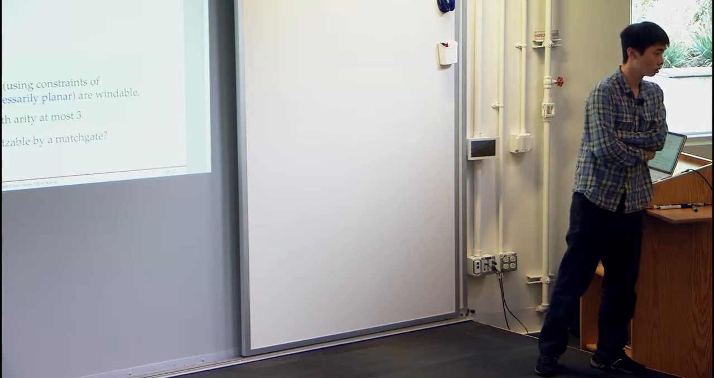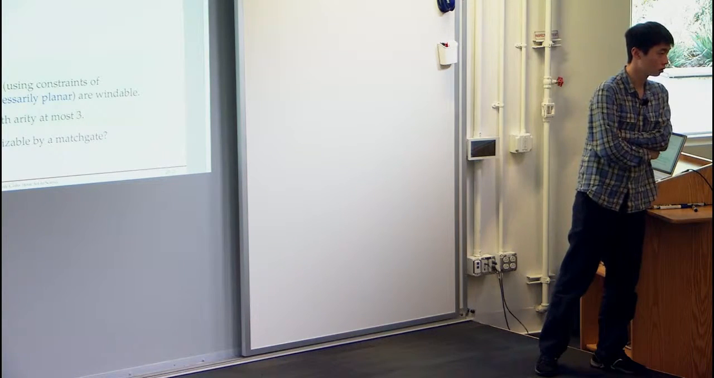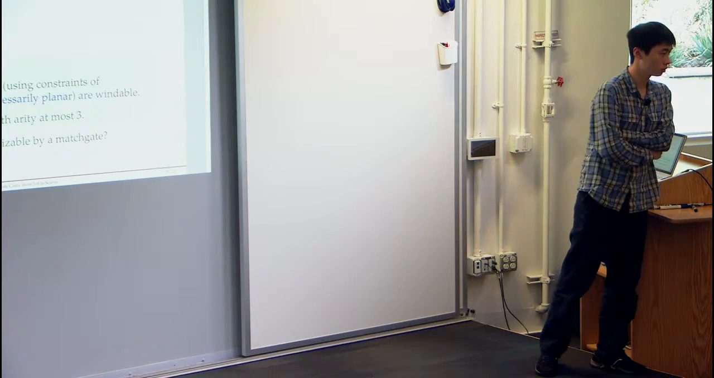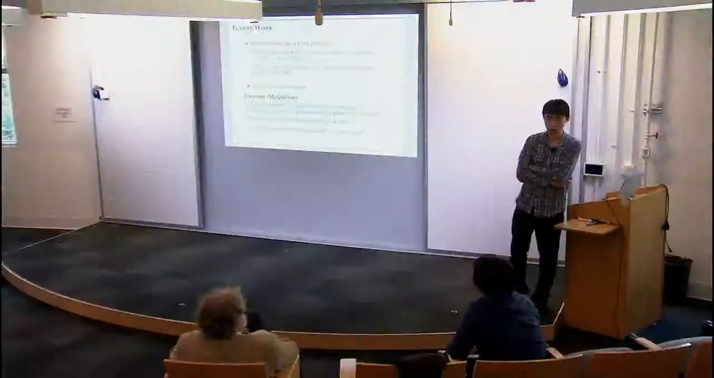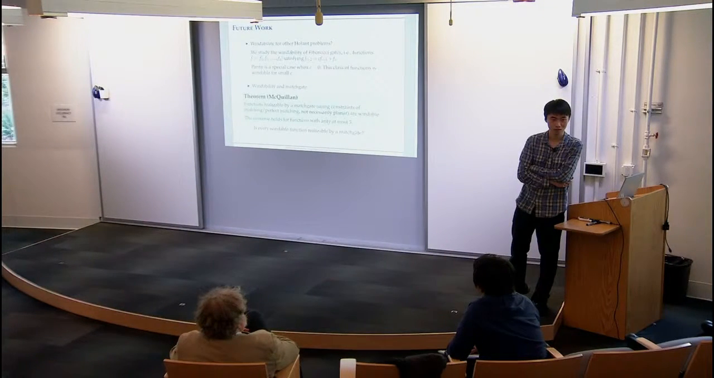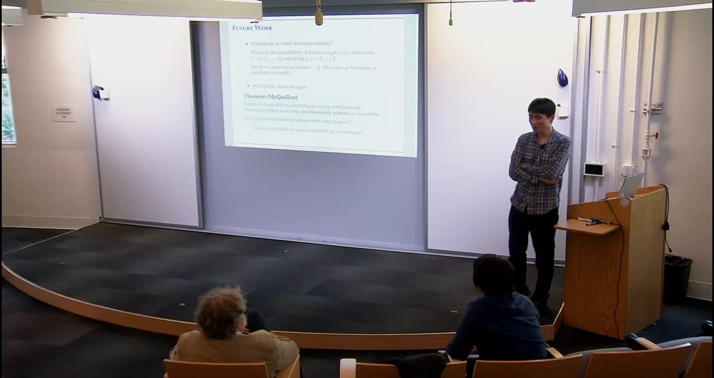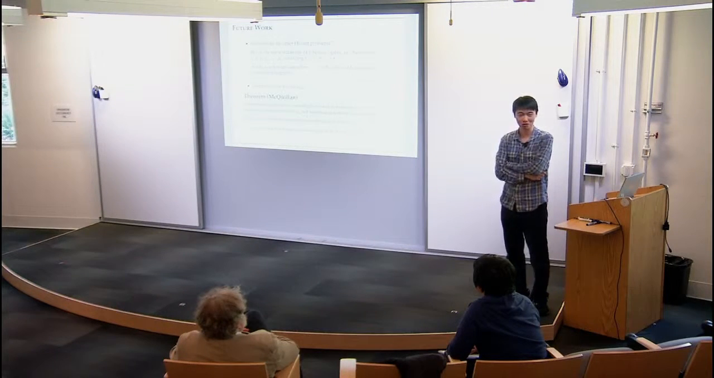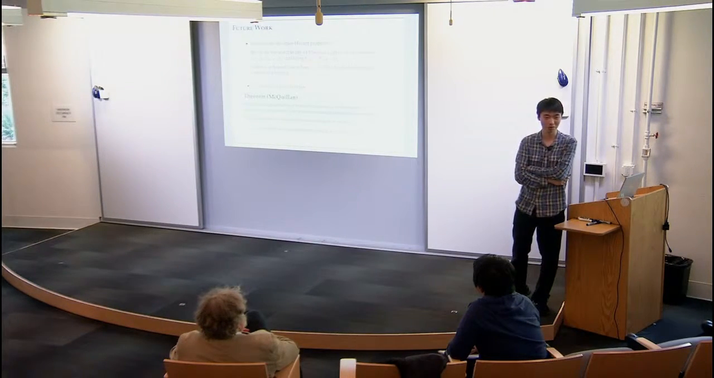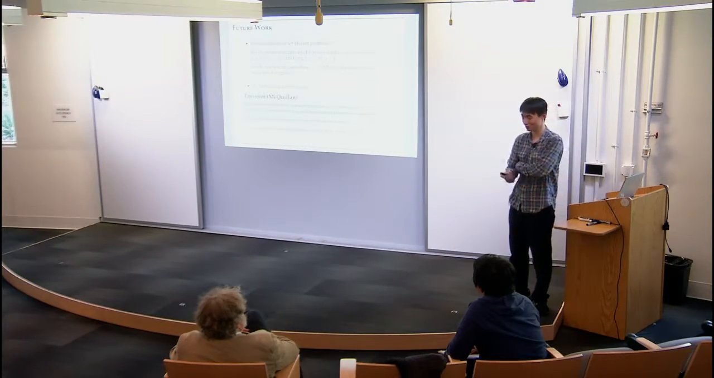So what about B matching with B equals 1,000? Is there any evidence for intractability? We believe that B matching is always approximable, but not using this method.